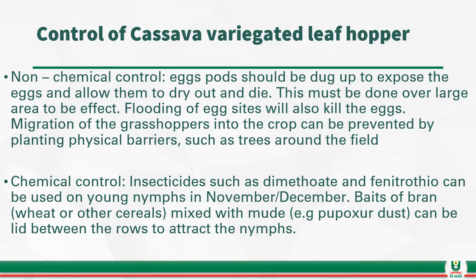Also, if you want to do the control chemically, you can introduce insecticides such as dimethoate on the young leaves, and this is usually sprayed in November and December. Also, you can bait these leafhoppers with wheat bran or other cereals. You mix them with a purple dust. When you do that, you put it in between the rows. So this will attract them, so they go for that instead of attacking the cassava stem. So that's how you control the cassava variegated leafhopper, both the chemical way and the non-chemical method.